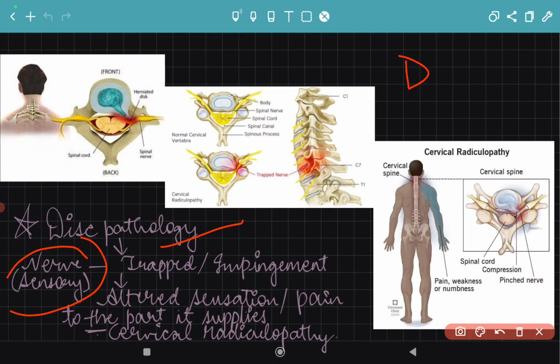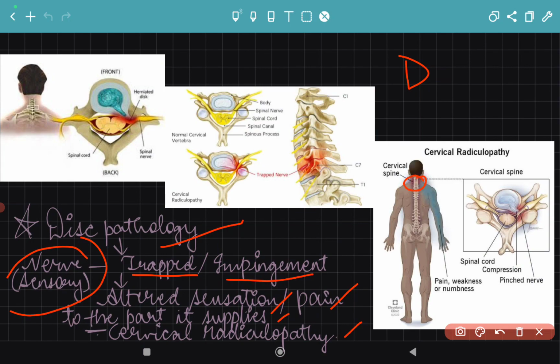So it is associated with skin. So if the sensory nerve is trapped or impinged, there will be altered sensation or pain to the part it supplies, or wherever it innervates. Now, in certain cases, this can be found as cervical radiculopathy if there is some problem in the cervical spine.